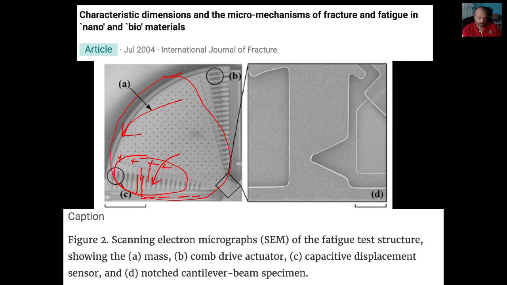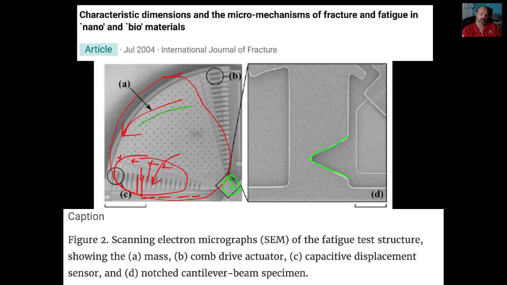Now this part right in here, I'm going to change the color. Hopefully it will make it easier to understand what I'm talking about. Let's do green. So if you look closely here, there's this notch. And this is a common structure in mechanical engineering to put some kind of a notch in there. So this is what the notch is right here. This is a close-up of it.